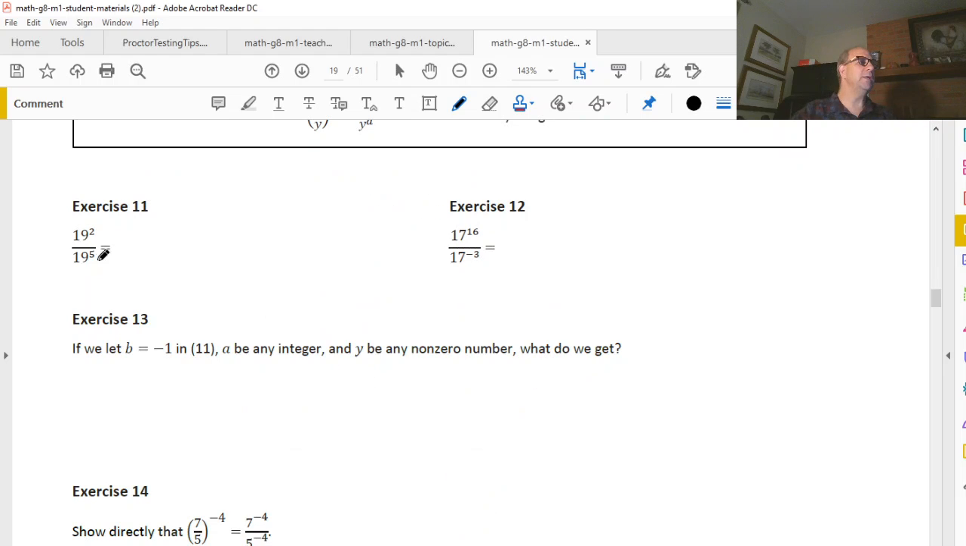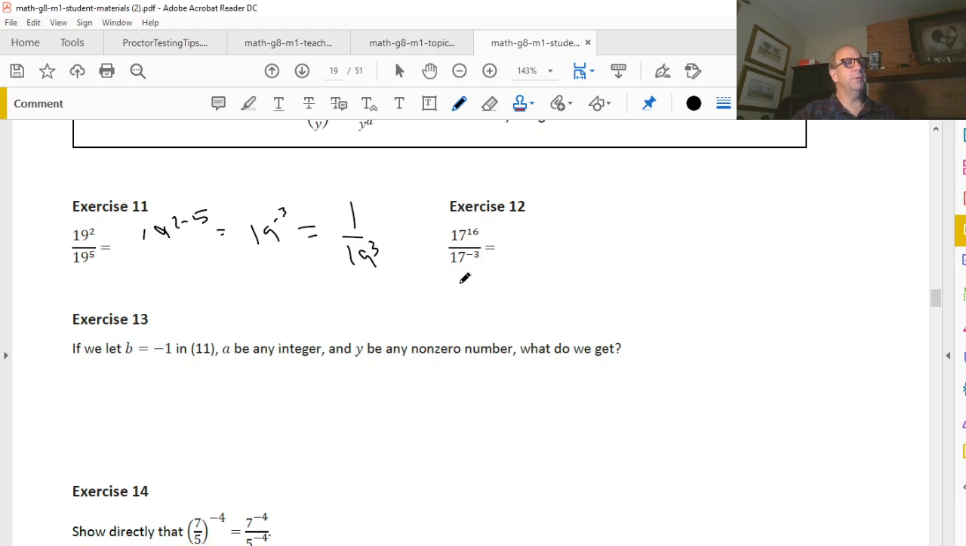Let's try them. 19 squared over 19 to the fifth. So think, right? 19 to the 2 minus 5 equals 19 to the negative 3 equals 1 over 19 to the third, right? I just think of it as 19 to the 5 minus 2, I get my 3, but you can do what you want.